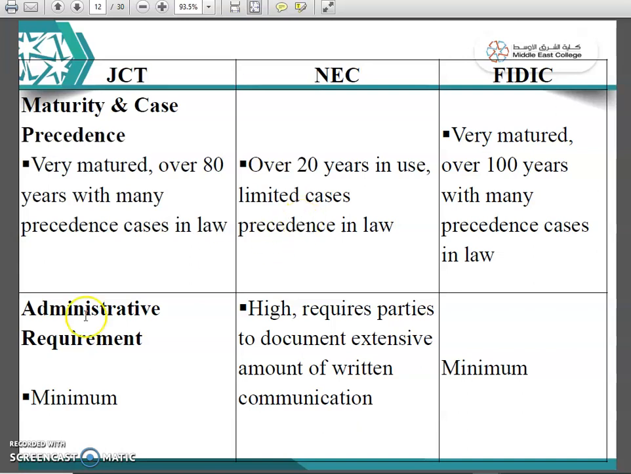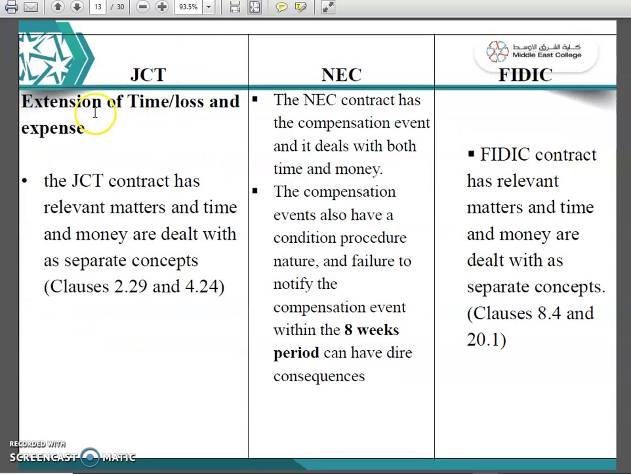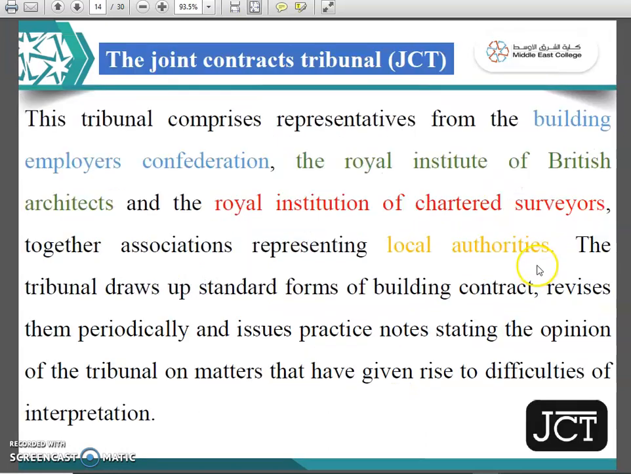So maturity, administrative requirement, as I said, this is a very important one. Extension of time, loss and expense. You can see that the JCT contract has relevant matters, and time and money are dealt with as separate concepts. You can see the NEC contract has the compensation event, how much compensation has to be given. The compensation event also has a condition, procedure, and nature, and failure to notify the compensation event within 8 weeks can have dire consequences. So FIDIC contracts have different scenarios.